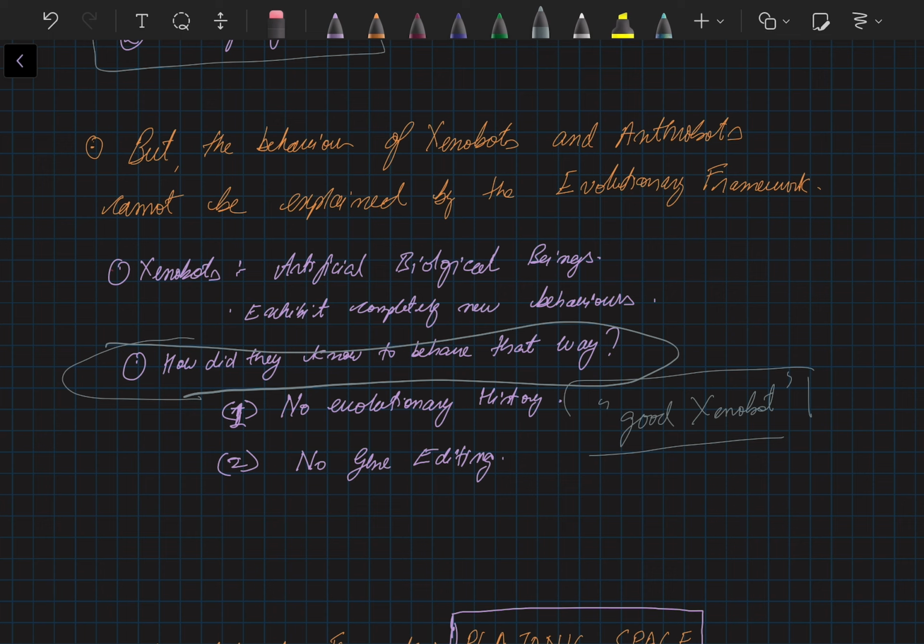Now you might think and ask, did they edit the genes of these cells? And the answer is no. Michael Levin's team did not edit the DNA of these cells. The xenobots have 100% normal frog genome, and similarly, the anthrobots have 100% normal human genome, but they still act as if they are a completely new organism and behave in completely new ways.